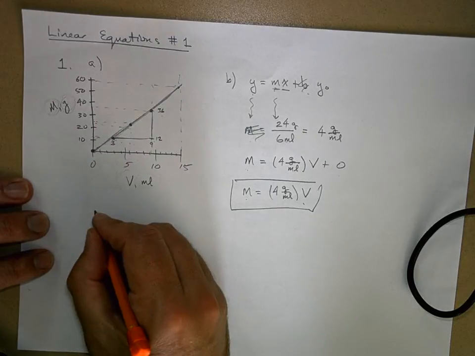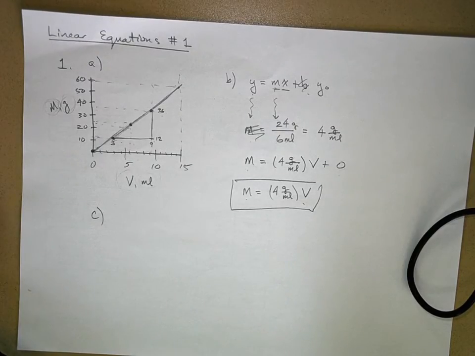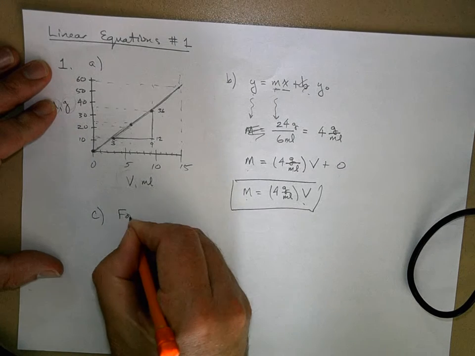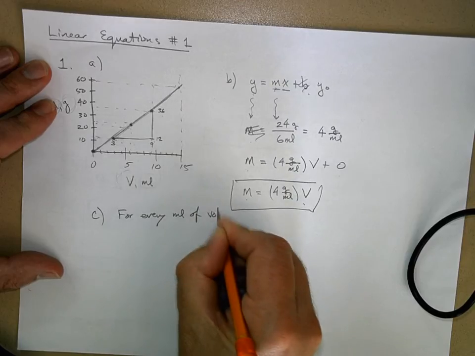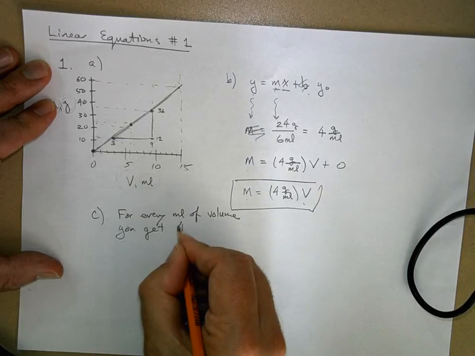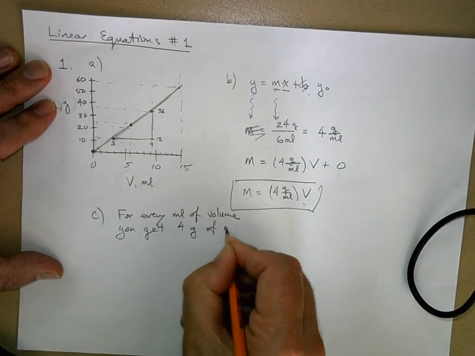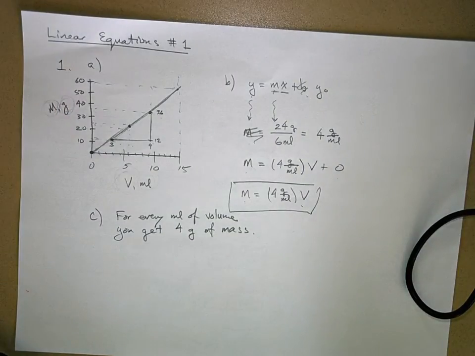And then part C, and this is kind of the hardest thing to get precise, says write a sentence that describes what the graph and equation mean. And I would say, for every milliliter of volume, you get 4 grams of mass. Okay? Isn't that what's going on here? You add a milliliter of volume of this stuff, you're going to get 4 grams of mass.